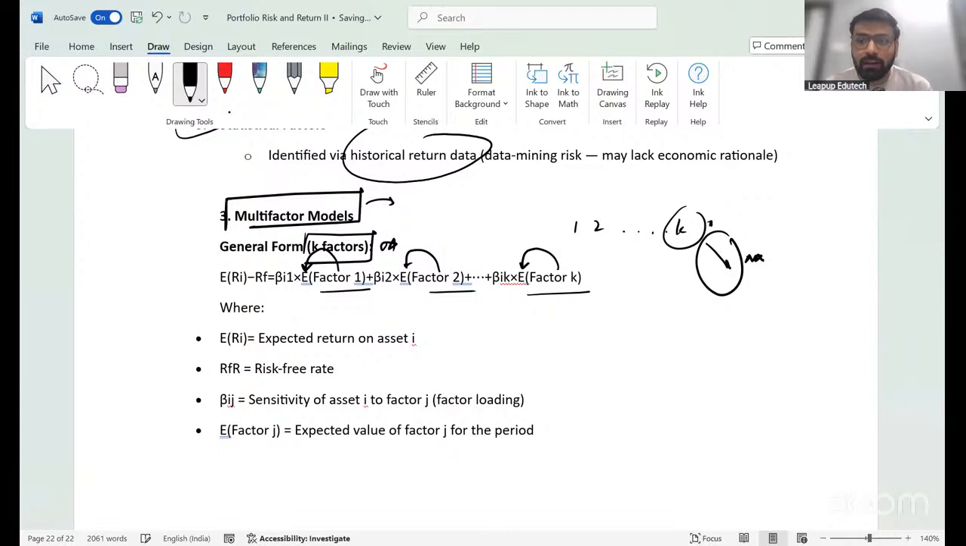But understand, just getting the return from that particular factor is not enough. We also need to consider sensitivity, which is measured by beta. So I will consider the sensitivity as well. So my sensitivity to factor 1 is 0.5. So 0.5 into the expected return of the factor, which is 2%. And I will add all of these together to ultimately give me what? The expected return for a particular stock above the risk-free rate.